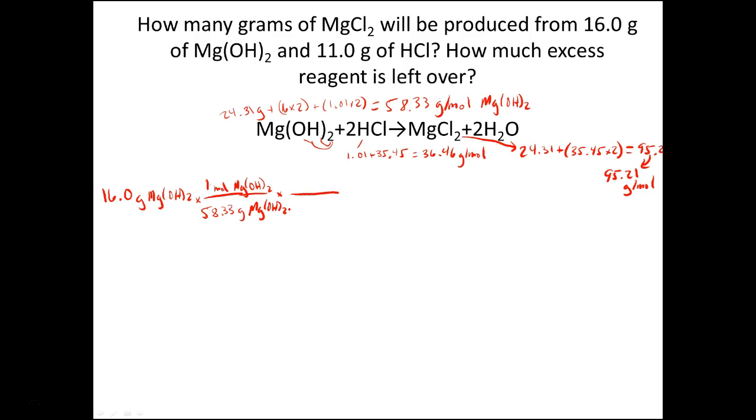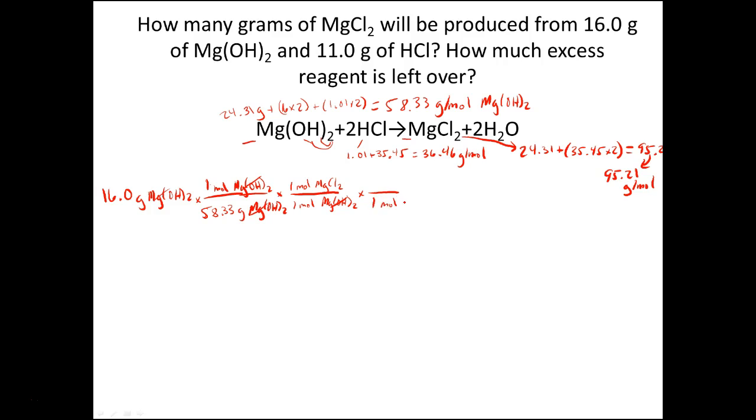Next, we need to do our conversion step, and this is where we look at the coefficients in our balanced chemical equation. If we're going from magnesium hydroxide to magnesium chloride, we see that there are no coefficients in front of either one of those formulas, which means we have 1 mole of each. And so we want our 1 mole of MgCl2 on the top, and we want our 1 mole of Mg(OH)2 on the bottom. This allows these units to cancel out here. Our grams and our grams have canceled out, and now we're left with moles of magnesium chloride. And we want to get from moles of magnesium chloride into grams of magnesium chloride, so that's where our next molar mass is going to come into play.